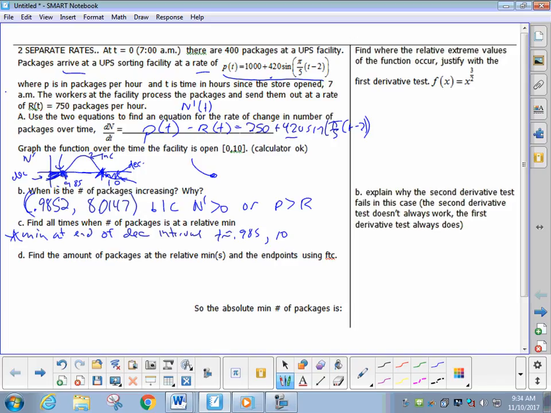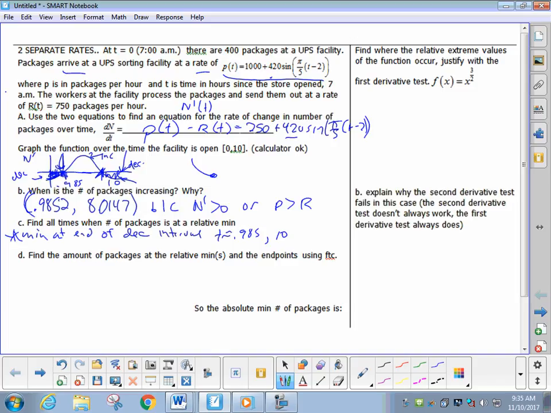Okay, so it says find the amount of packages at the relative min and the endpoints using the fundamental theorem of calculus. So the question really is, I want to know what is the absolute minimum number of packages in the facility during the course of the day. There really are only two candidates. It's increasing for all these times, so as far as the minimum of that region, it would have to be there. And I know that's a candidate because it decreased up to that point. So it's really just a fight between the two possible candidates. I need to figure out, of those two, which has the lowest number of packages.